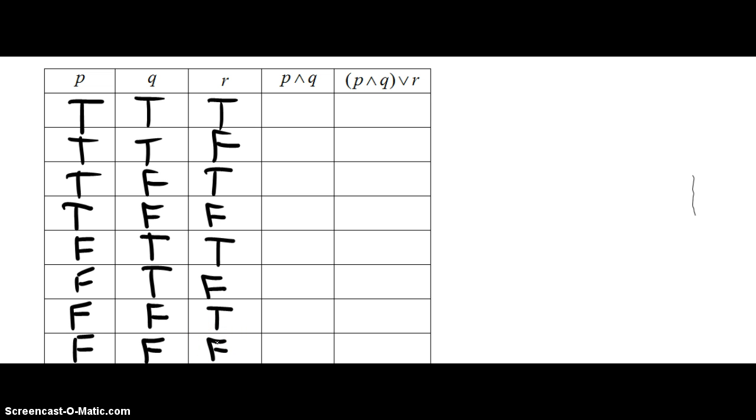Okay, so we're going to fill in this column. We're just looking at P and Q. P and Q, so they have to both be true. So it's true for this one. It's true for this one. True, false, and then it's false for all these. So it's going to be false for the rest.